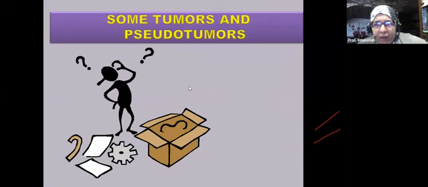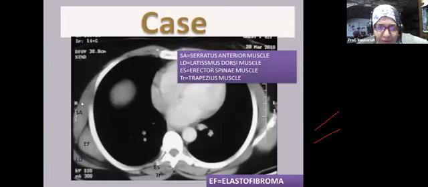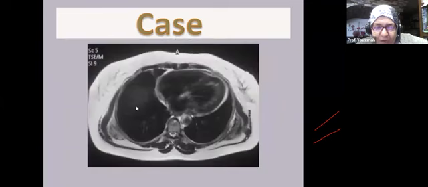Now, some tumors and tumor-like pseudotumors of the chest wall. The classic elastofibroma lies deep between the serratus anterior and latissimus dorsi. This is the position of the elastofibroma. It's a pseudotumor. This is the elastofibroma in MRI. In MRI, it may be isointense to muscle or hyperintense to muscle, according to the ratio of elastic tissue and fibrous tissue within. But here, as you can see, there is bilateral elastofibroma that is very clearly seen.